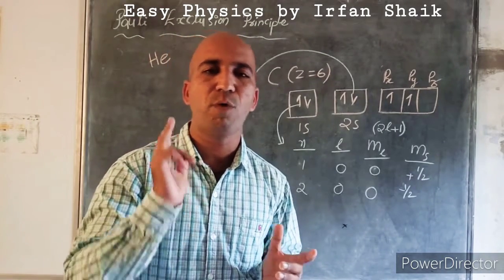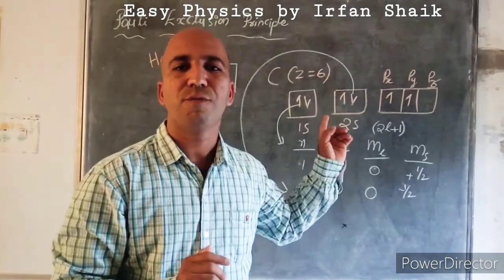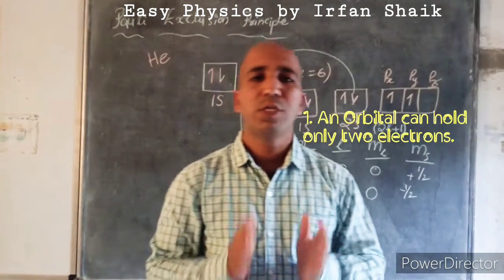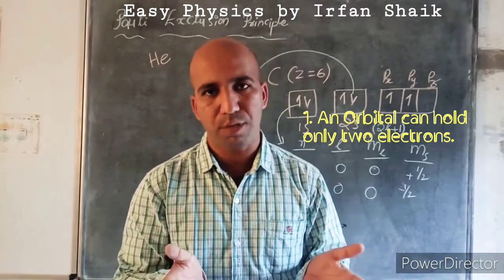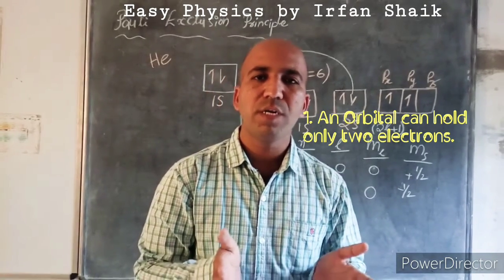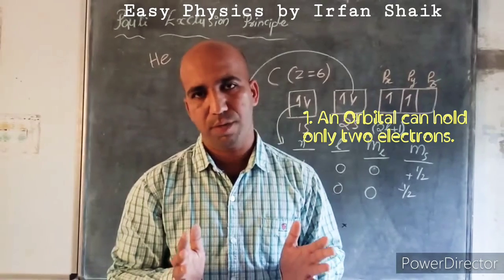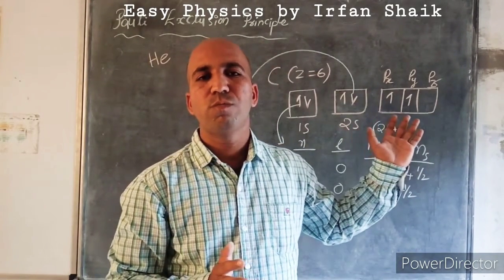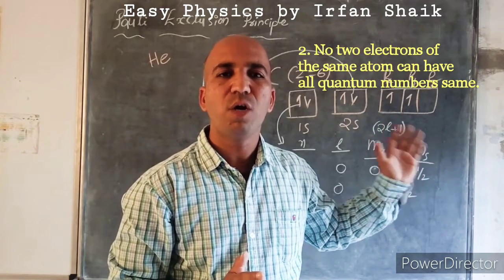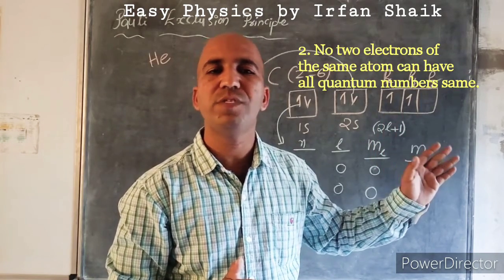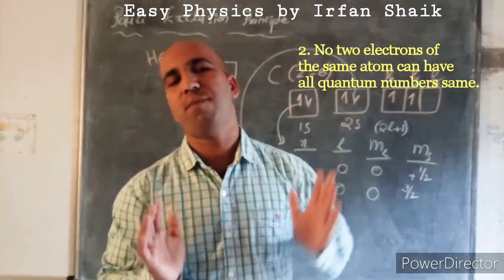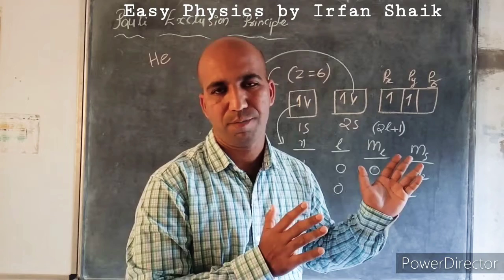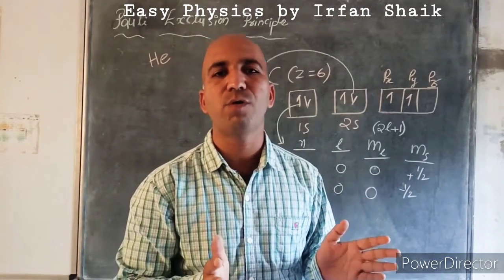Finally, two important points we need to remember from this principle. The first is that it explains the two electrons of an orbital, that means a suborbital can contain only two electrons. The second point is that the four quantum numbers are not the same for any two electrons of the same atom. These are the points we need to remember in Pauli's exclusion principle. In the next class, we will discuss Hund's principle.